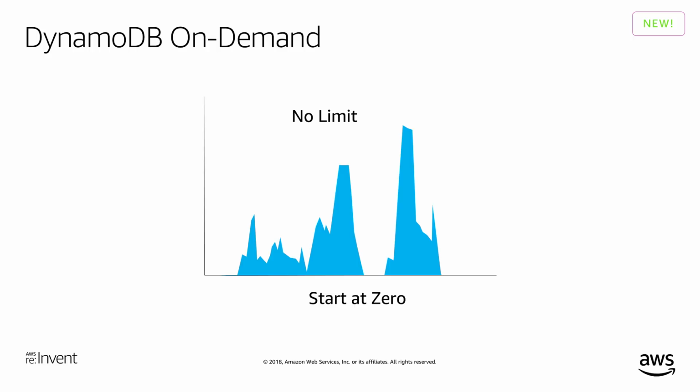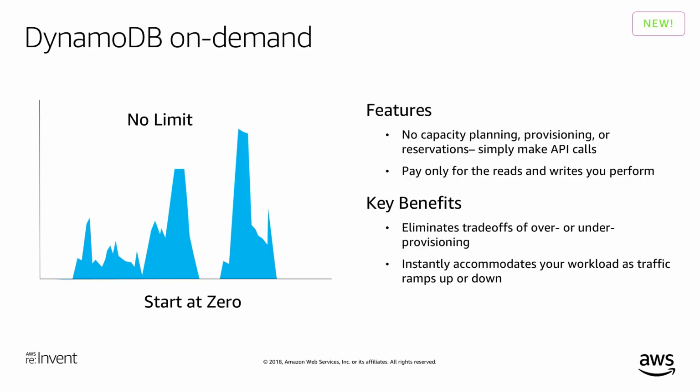What's nice about DynamoDB, though, is you don't have to think ahead and try to figure out what your provisioned capacity is going to have to be for that particular application. You can start at 0, and there's really no limit, because you think about how DynamoDB scales. So there's no capacity planning, provisioning, or reservations. Simply make the API calls. You pay only for the reads and writes that you perform.